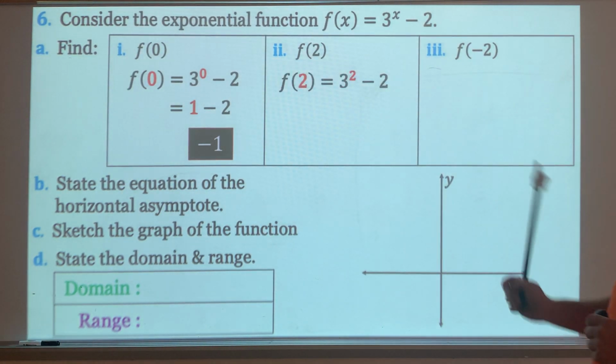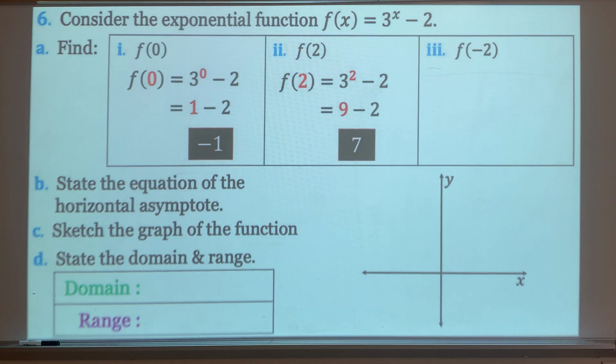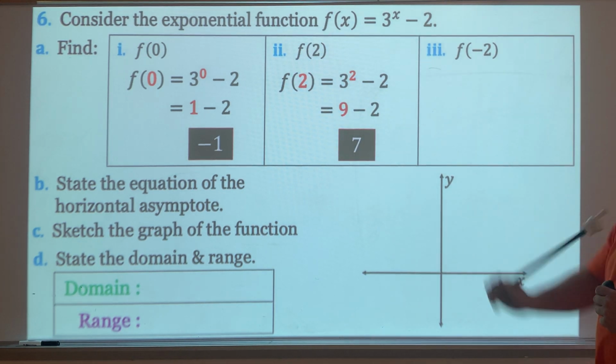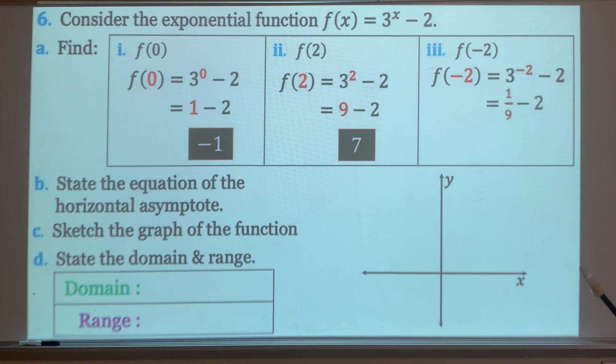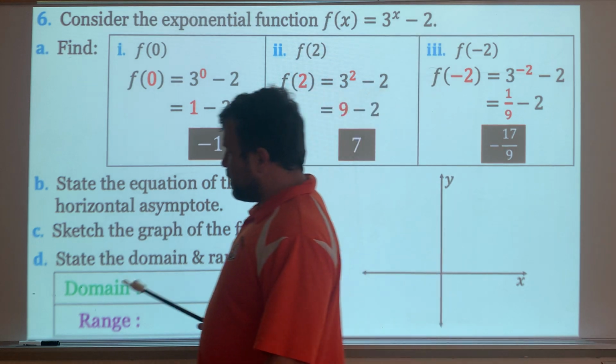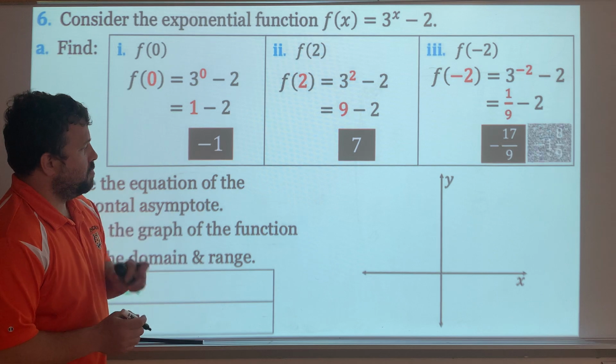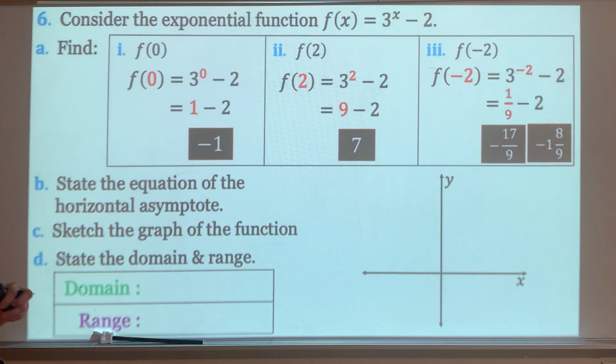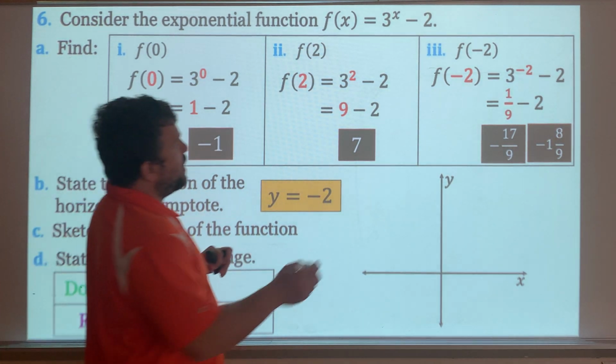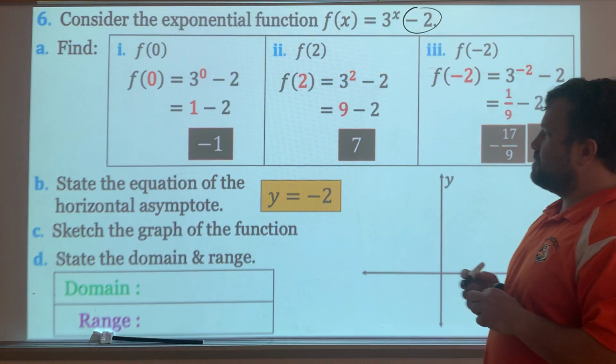f of 2. You didn't know that, did you? 3 squared minus 2 is 9 minus 2, which is 7. f of -2: 3 to the -2 is 1 over 3 squared, which is 1 over 9, minus 2, which is -1 and 8/9, or -17 over 9. Both are okay. Now, look at that equation. What is my horizontal asymptote? There we go. The horizontal asymptote is y equals -2. Why? Because this is my horizontal asymptote.